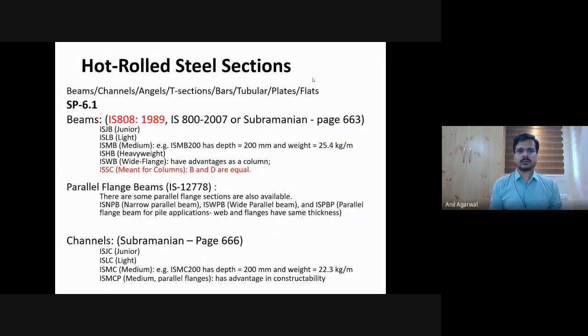So there are various types of cross sections that are available. You can go to two primary codes. One is this IS 808. You must go to this one once. I'll take you to this one quickly. And the other one of importance is IS 12778. These two codes give you most of the cross sections that you will come across ever, in your regular practice.